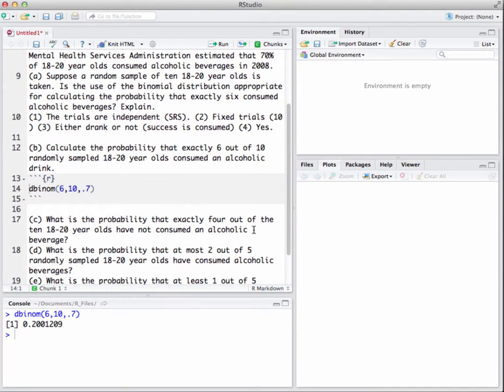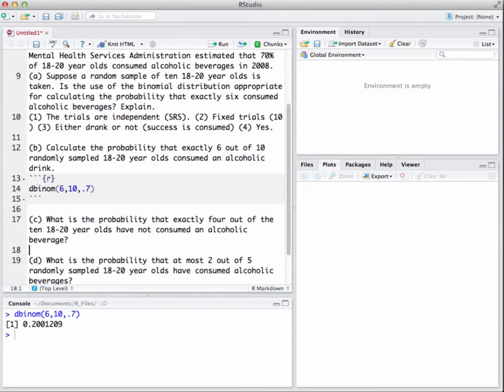So what is the probability exactly 4 out of 10 of the 18 to 20-year-olds have not consumed alcoholic beverages? Give myself a fresh line in the right spot here. There we go.